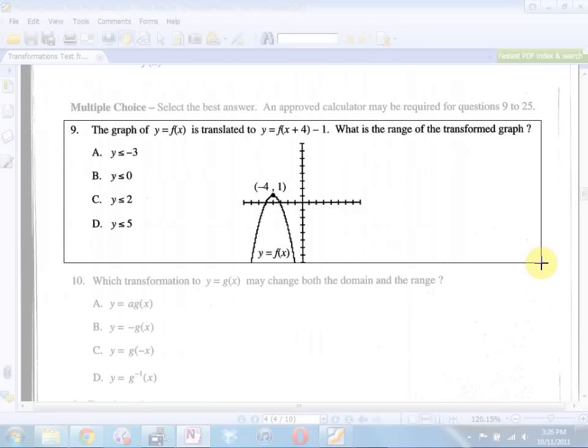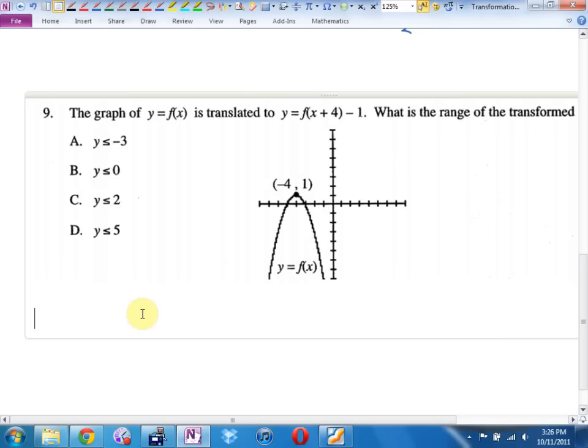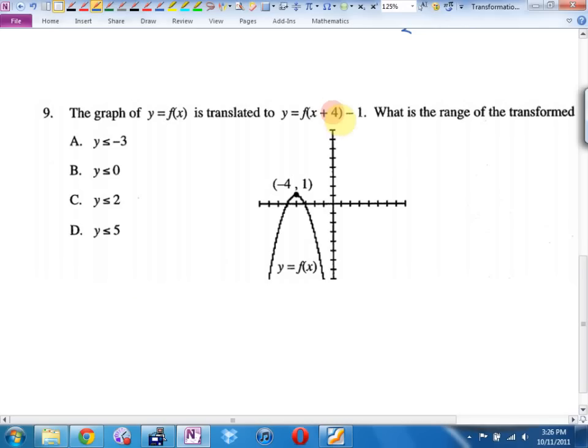So, this is how I can take a basic question and turn it from a C to a C plus or a B minus. Emily, what's that mean? 4? What's that mean? 4? Left and 1? Which one? Sorry, I caught you off guard. My bad. Amanda, what's this mean? 4?